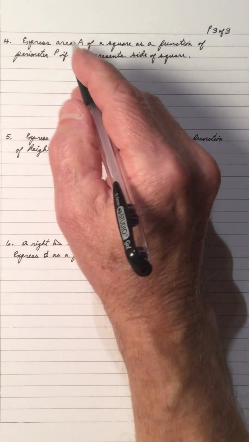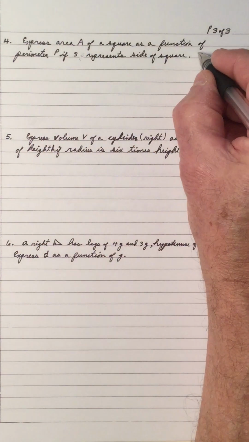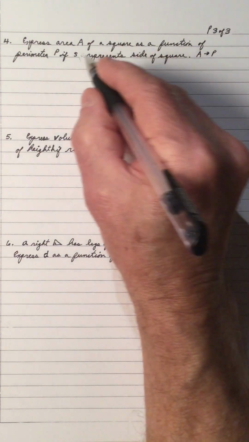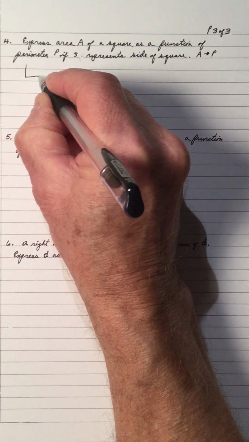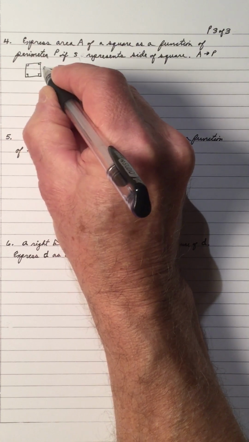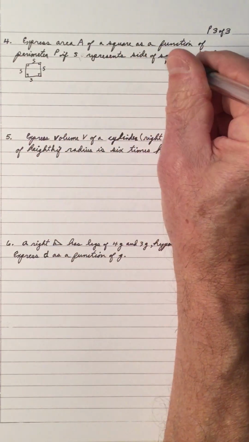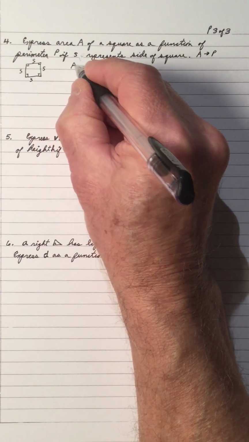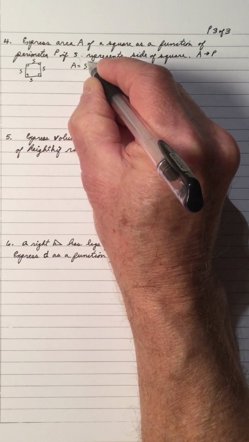Number 4, express the area of a square as a function of the perimeter. So that means we want the area as a function of P, so we don't want the S. If you take a square, it is all right angles, and all the sides are the same: S, S, S, and S. S represents the sides. The area is length times width, which is S times S, which is S squared.